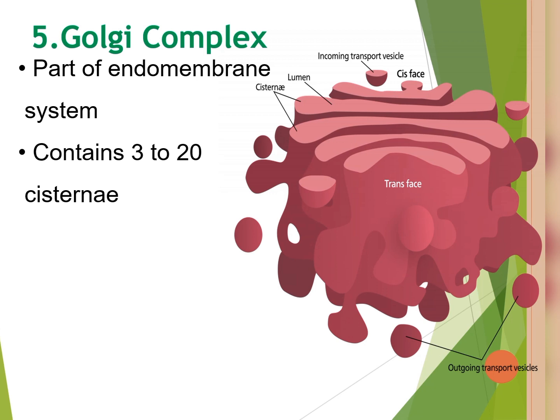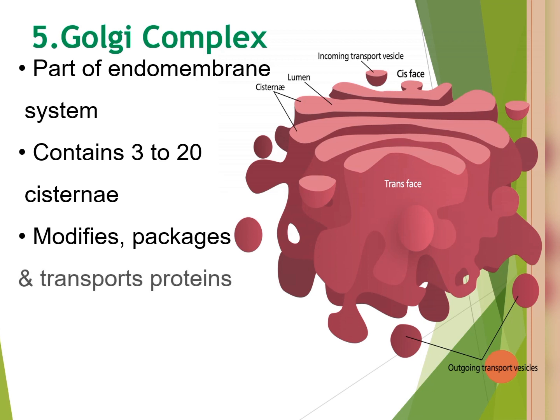Sacs between the entry and exit faces are called medial cisternae. The Golgi complex modifies, sorts, packages, and transports proteins that are received from the rough endoplasmic reticulum. Most of the proteins are synthesized by ribosomes that are attached to the rough endoplasmic reticulum. These proteins are ultimately transported to other regions of the cell. The first step in the transport pathway is through an organelle called the Golgi complex.